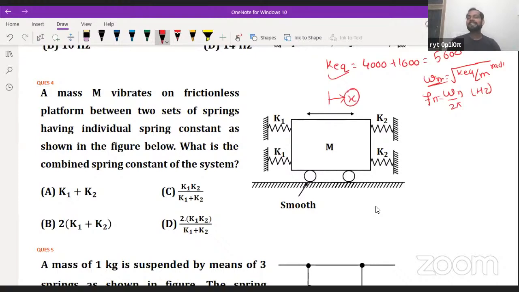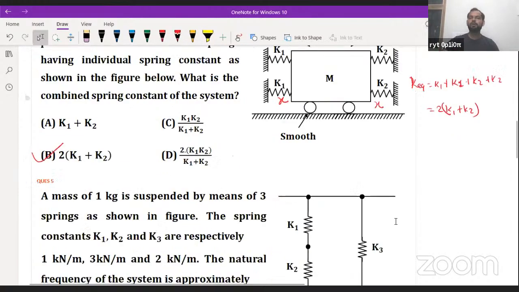When you give the x displacement to this, the K2 spring will experience x, this experiences x, this experiences x, this experiences x. So all the springs are in parallel. So what is the equivalent stiffness? That is K1 plus K1 plus K2 plus K2. That means you will get 2K1 plus 2K2. I hope it is clear to you. So you will get B as the answer.